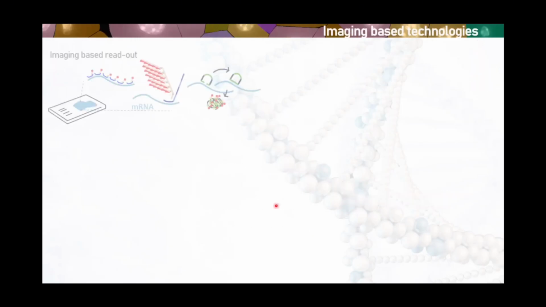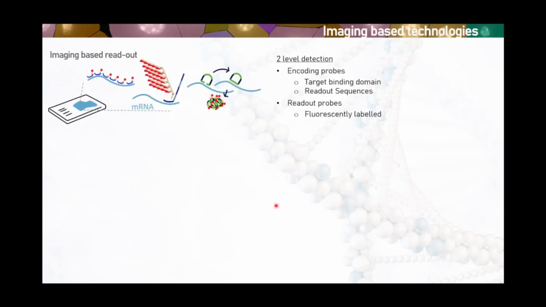But there are many steps that are actually in common from these technologies. So I will go through first all the common parts. As I said, these technologies are based on in situ hybridization. This means that we have probes that will hybridize to our targeted mRNA.